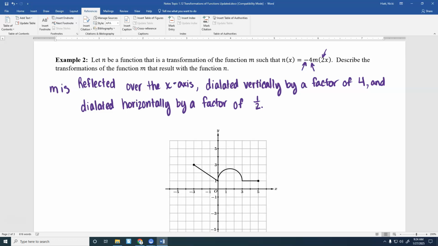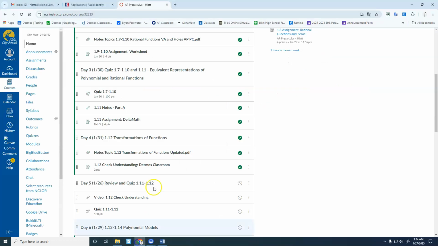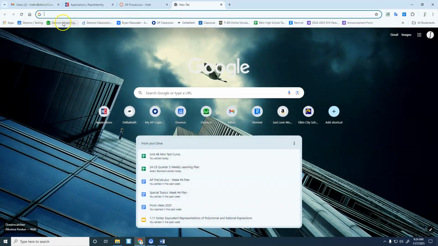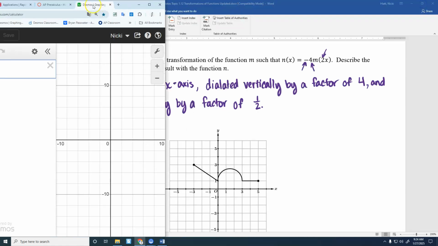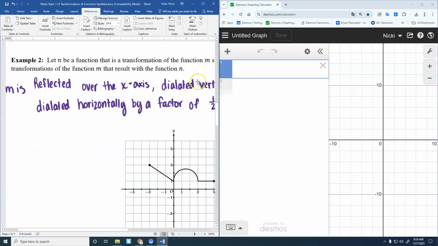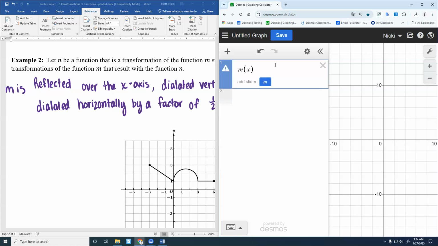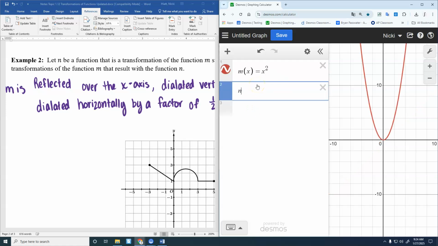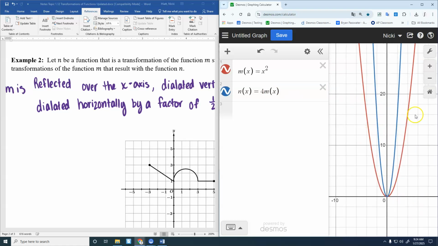Now, I'd like for us to look at this on Desmos. You need to be able to do this without a calculator, but it always helps to see what's happening. So if I call m of x, I could make it just like, let's say it's x squared right here. So my n of x, if I just do negative m of x, notice that it just flips the graph upside down. If I just did the 4 at one time, it takes that red graph right there that we started with and it stretches it up taller.